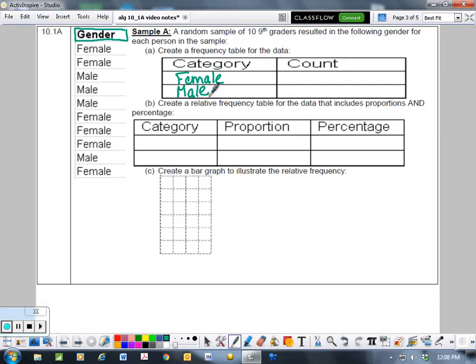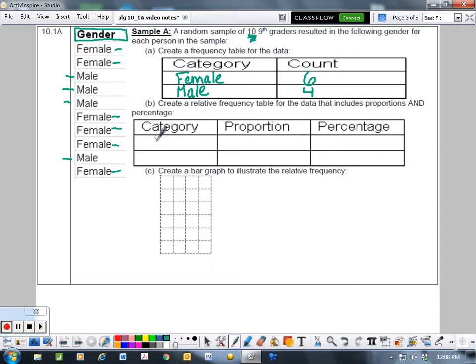So from here, I'm going to count how many females I have. Well, 1, 2, 3, 4, 5, 6. 6 females. And then I'm going to count how many males. So 1, 2, 3, 4 males. Which makes sense because we had a total of 10 ninth graders. So that's our frequency table. Pretty easy. Now we're going to go to the relative frequency table.